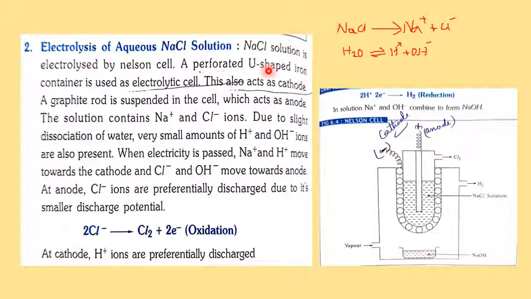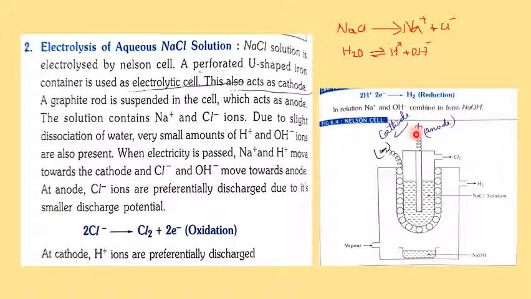Okay, listen. NaCl solution is taken in this electrolysis. That means, what is the NaCl solution? NaCl is dissolved in the water, that is NaCl solution. This electrolysis is done in the Nelson cell. In the Nelson cell, a perforated U-shaped iron container is there that acts as cathode, that means negative charge. Next, the NaCl solution is taken in this U-shaped tube. A platinum rod is dipped in the solution that acts as anode, that is positive charge.